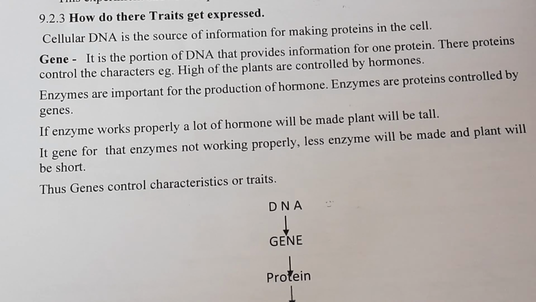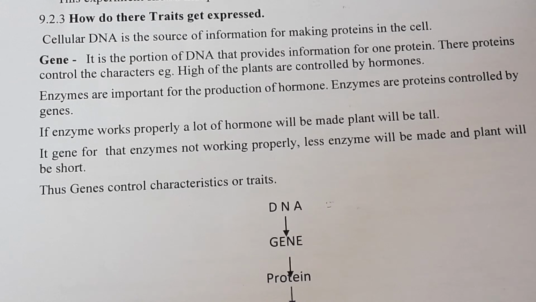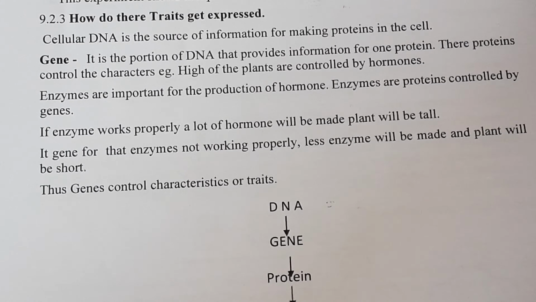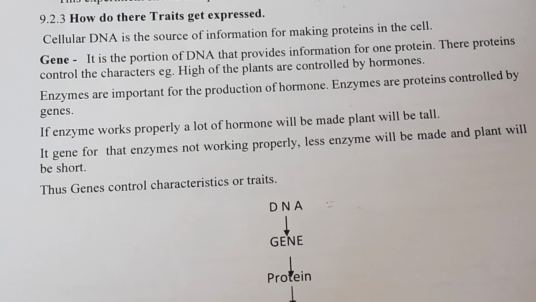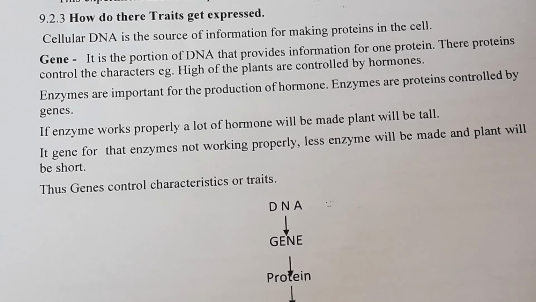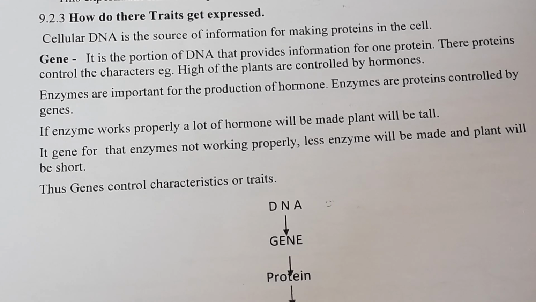Now, how do these traits or characters get expressed? Cellular DNA is the source of information for making proteins in the cell. Next one is what are genes? Genes are the portion of DNA which provides information for one protein, and these proteins control the characters. Now, enzymes are important for production of the hormones. These enzymes are the proteins controlled by the genes. If enzyme works properly, then a lot of hormones will be made and plants will be tall. If the gene for that enzyme is not working properly, then less enzyme will be produced and the plants will be short.